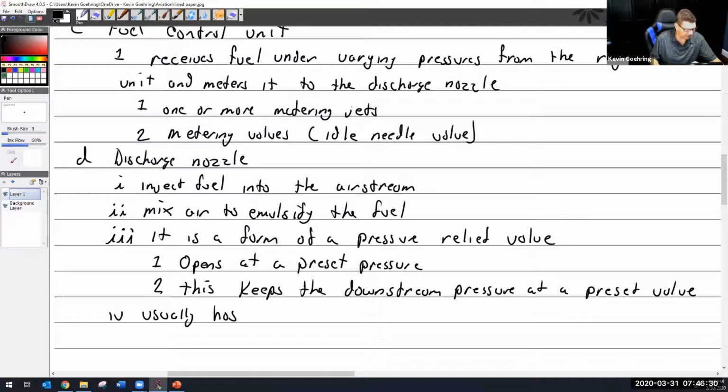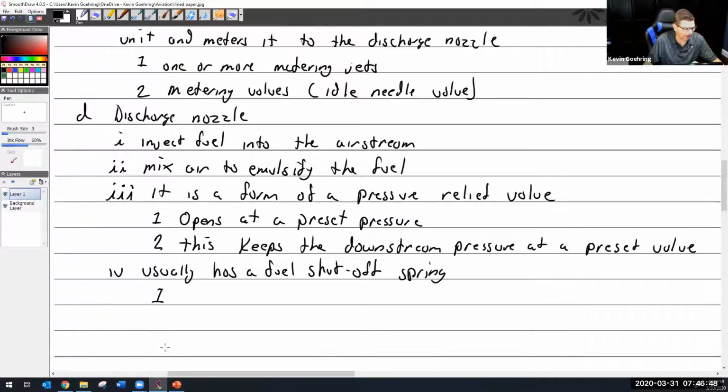Usually has a fuel shutoff spring. And that's an auxiliary spring that they put in there, instead of just, as the drawing shows, one big spring when the diaphragm just pops open. You want an absolute definitive shutoff with this thing.